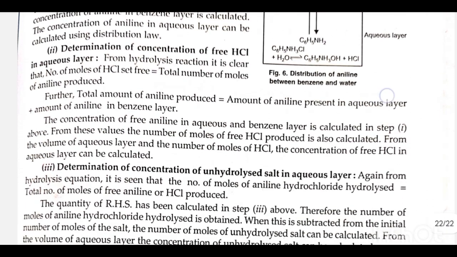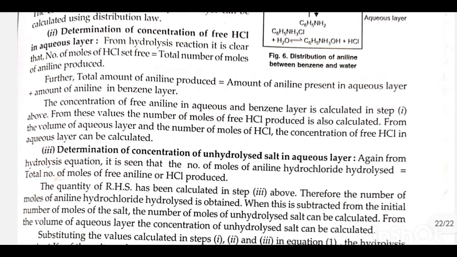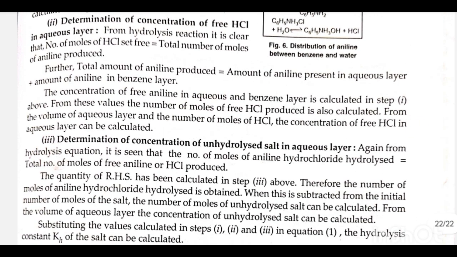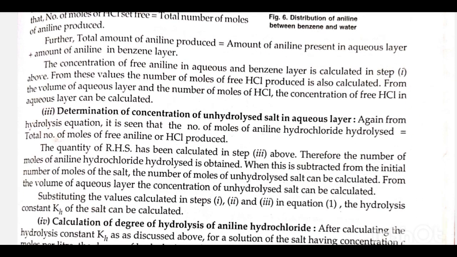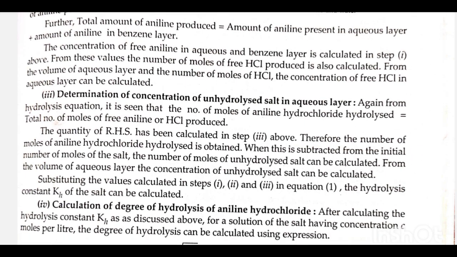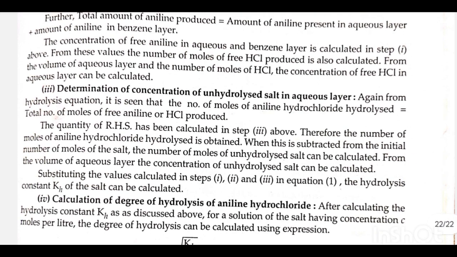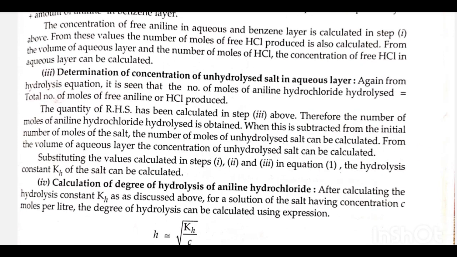Number 2. Determination of concentration of free HCl in aqueous layer. From the hydrolysis reaction, it is clear that the number of moles of HCl set free is equal to the total number of moles of aniline produced. The total amount of aniline produced is equal to the amount of aniline present in the aqueous layer plus the amount of aniline in the benzene layer. The concentration of free aniline in the aqueous layer and benzene layer is calculated in step 1 above. From these values, the number of moles of free HCl produced is also calculated. From the volume of the aqueous layer and the number of moles of HCl, the concentration of free HCl in the aqueous layer can be calculated.